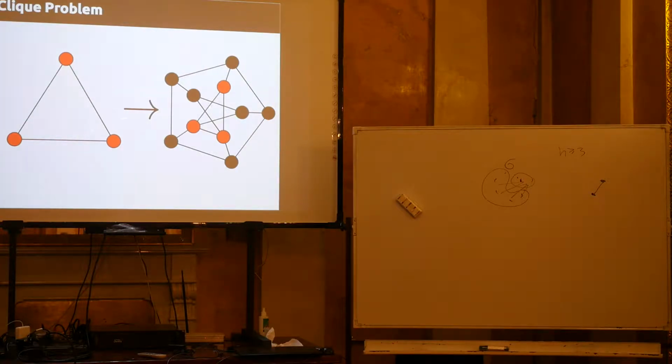And moreover, if I map a triangle to anything, then this must be a triangle as well, because each edge must go to an edge. These two vertices can never be mapped to the same one, because there must be an edge between them. So every triangle must be mapped to a triangle.